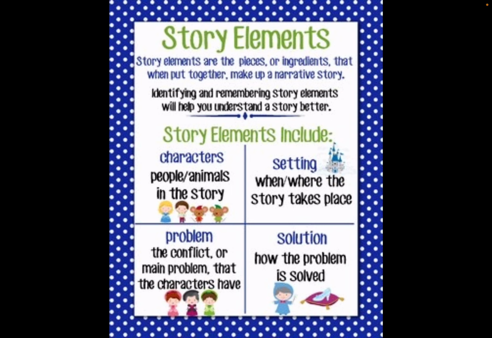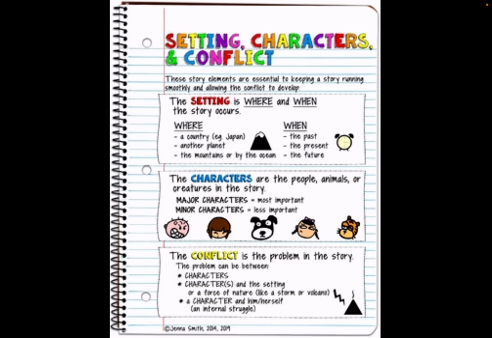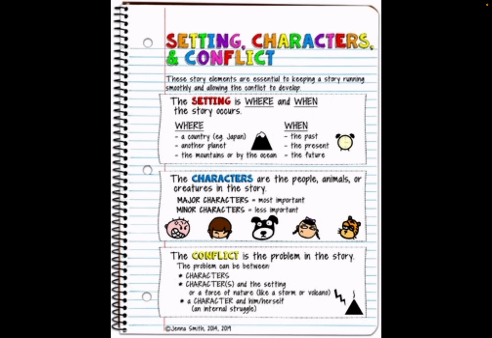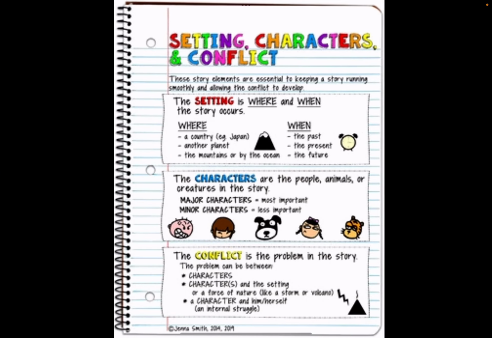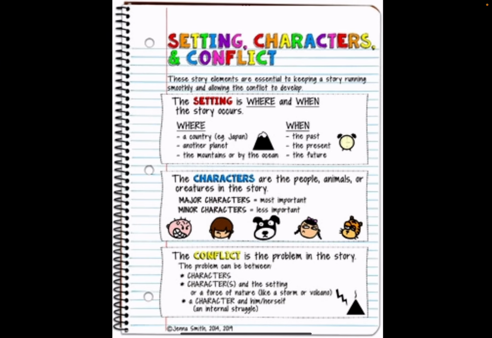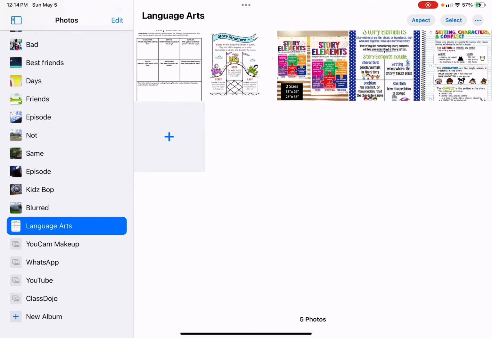So the characters are going to be people or animals in the story. Setting is where it took place, and when, the time. And the problem is going to be the conflict or the main problem that the character might have. And the solution is going to tell you how it was solved. So these story elements are essential to keep the story running smoothly, allowing the conflict and development. Once you remember the story elements, you will understand the story better.